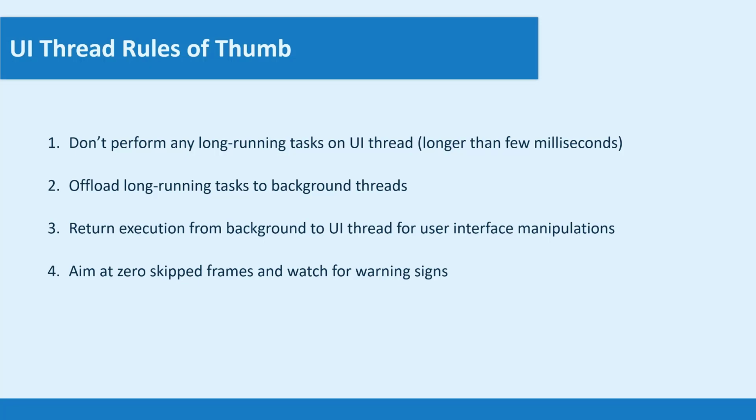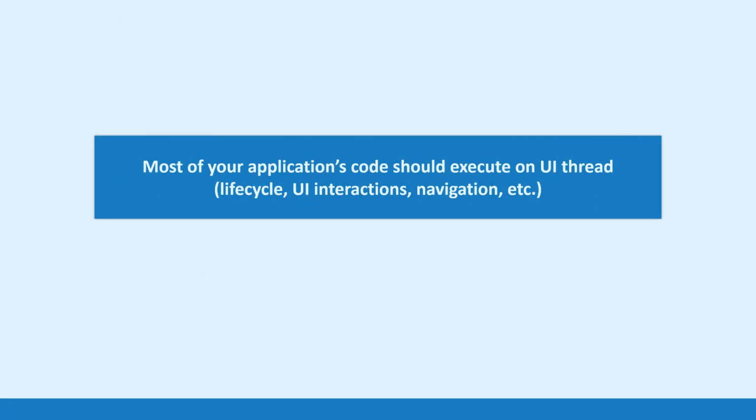And while it's important to understand that offloading tasks to a background thread is important and even a mandatory practice, most of your application's code should execute on UI thread. And when I say most of the code, I mean the lifecycle callbacks and the interactions with UI, in fact all UI manipulations whatsoever, and navigation between screens, etc. There's really a relatively small subset of tasks that might take a long time to execute that you should offload to background threads. So just remember that whenever you need to decide on which thread to execute your code, UI thread should be the default choice, unless you have reasons not to do that.